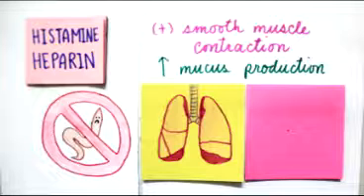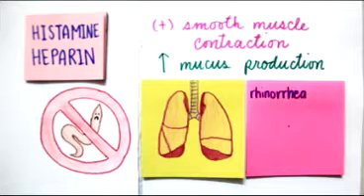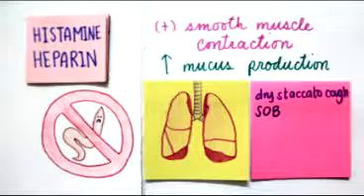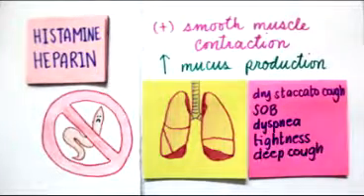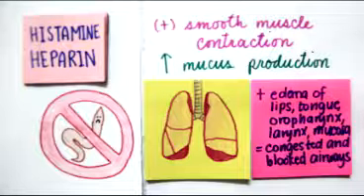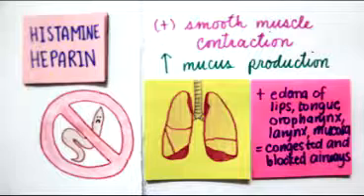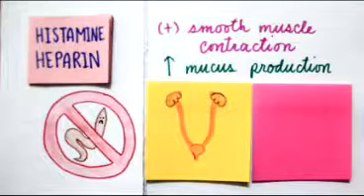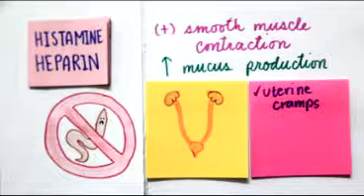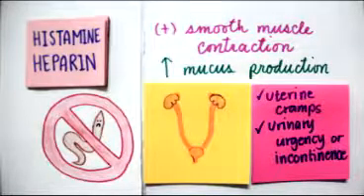pain. Another result would be the decreased diameter of the airways, or bronchoconstriction and bronchospasm, which cause the rhinorrhea, dysphagia, dysphonia, hoarseness, dry staccato cough, shortness of breath, dyspnea, chest tightness, deep cough, wheezing, and stridor, and contribute to the congestion and blockage of airways, together with the edema of the lips, tongue, oropharynx, larynx, or mucosa. The smooth muscles of the genitourinary tract are also affected, thus leading to uterine cramps and urinary urgency or incontinence.